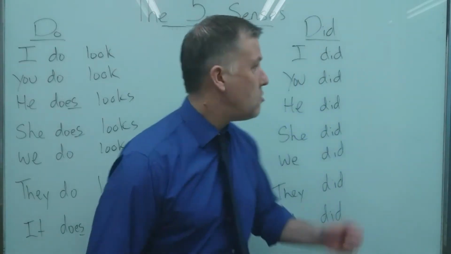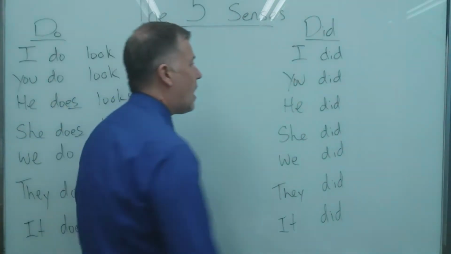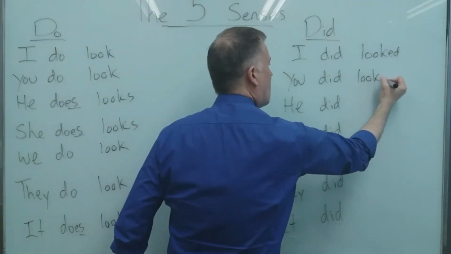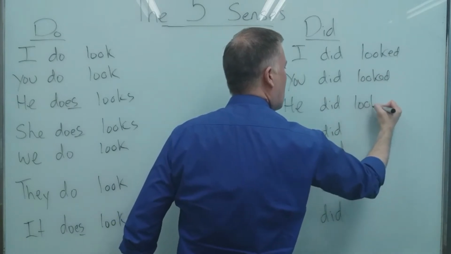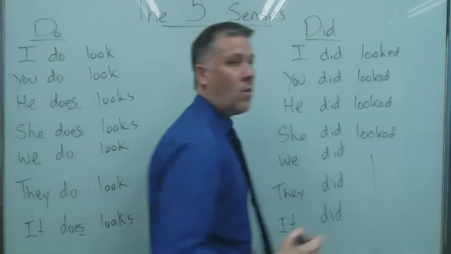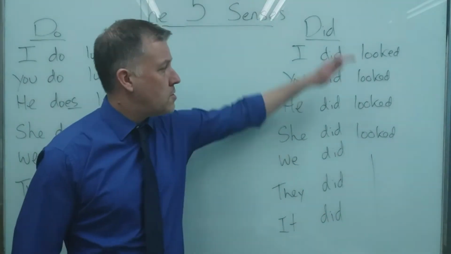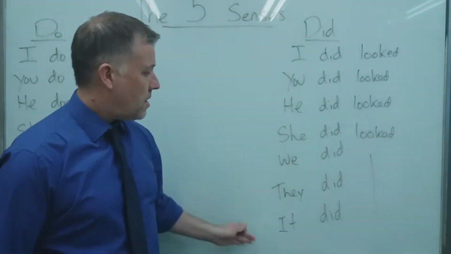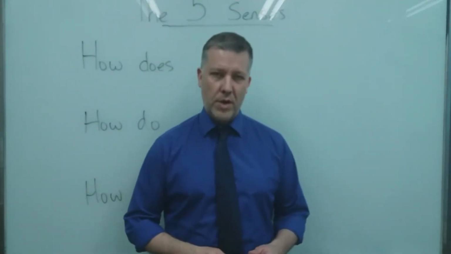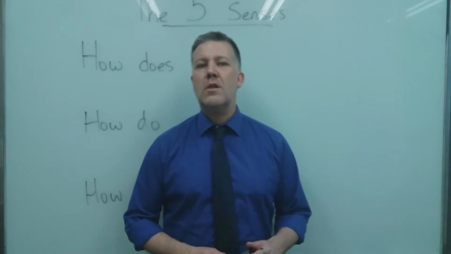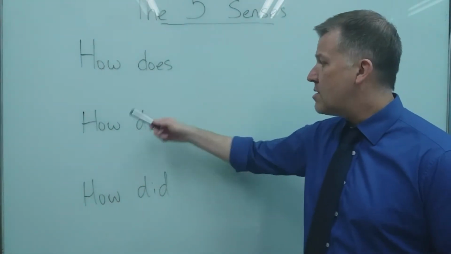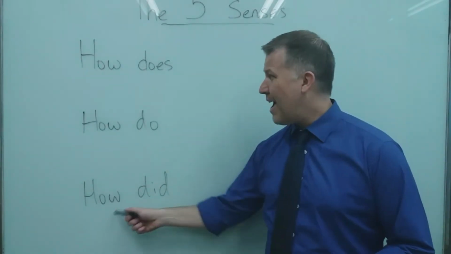And over here we're going to use past tense, okay? I looked, you looked, he looked, she looked, and so on. As you know, the past tense, the verb does not change depending on the pronoun. In order to make a sentence, first we're going to look at some questions. And the first question word we're going to look at is how. In present simple we have how does and how do, and in the past we have how did.